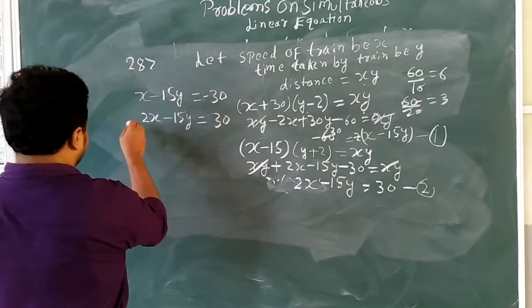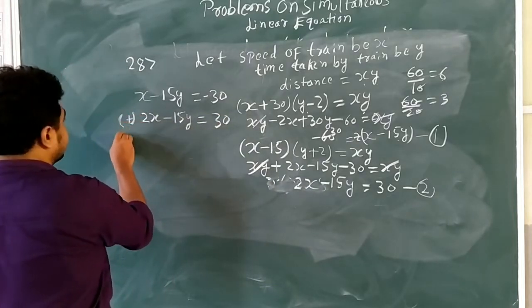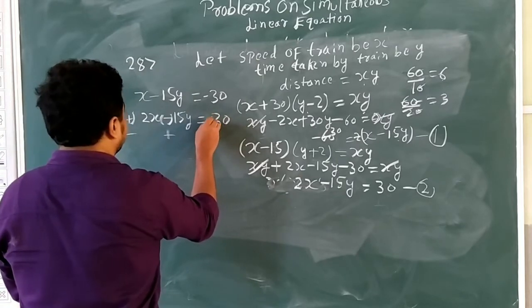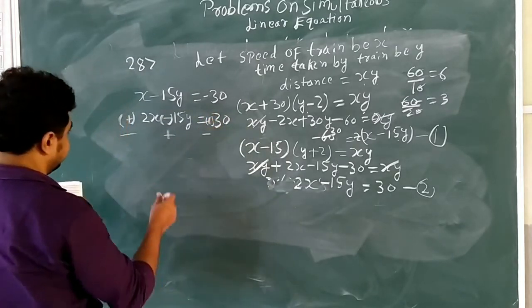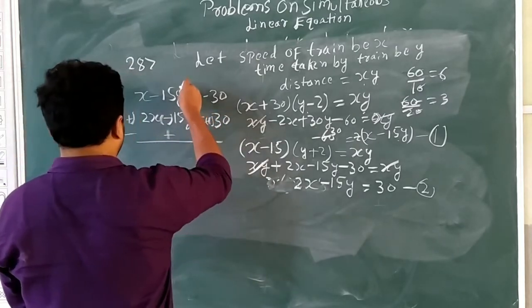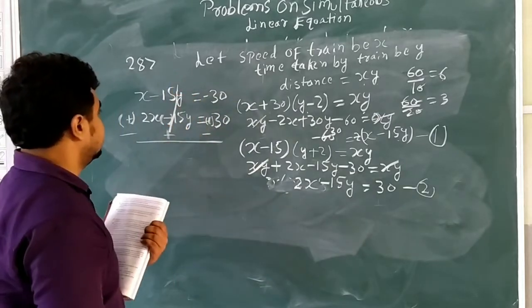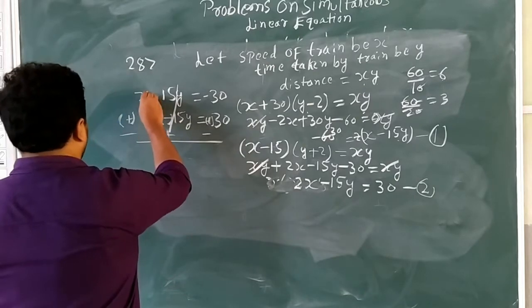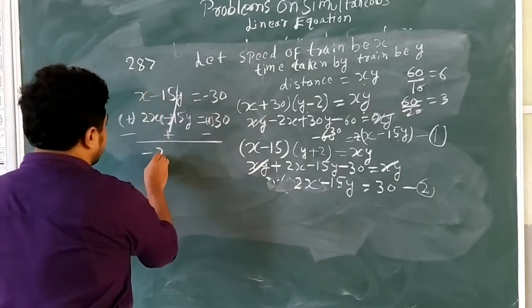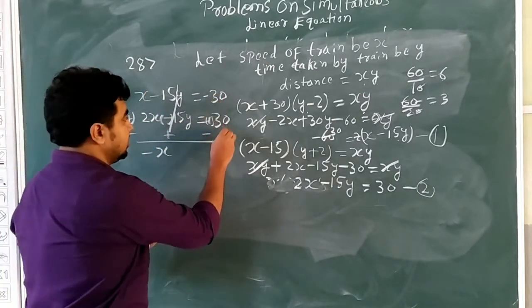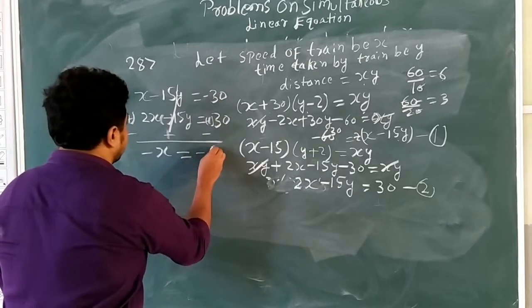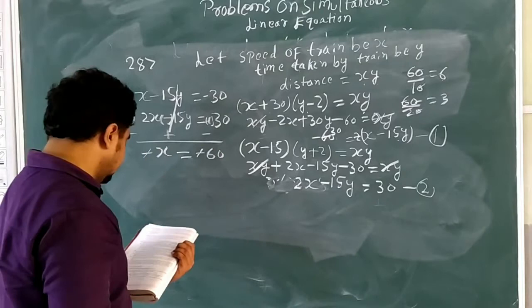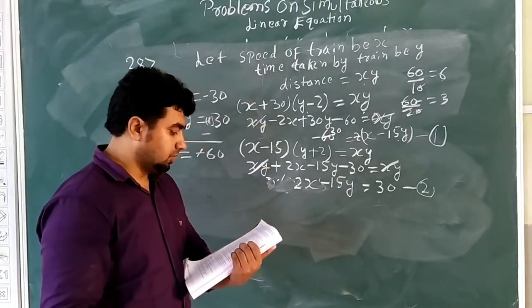So I will be changing the sign. This plus will become minus, and this minus will become plus, and this plus will become again minus. So this will be getting cancelled as we are doing it by elimination method. So x minus 2x is minus x, and from here we will be getting minus 30, and minus 30 is minus 60. So the speed of the train will be 60 km per hour.